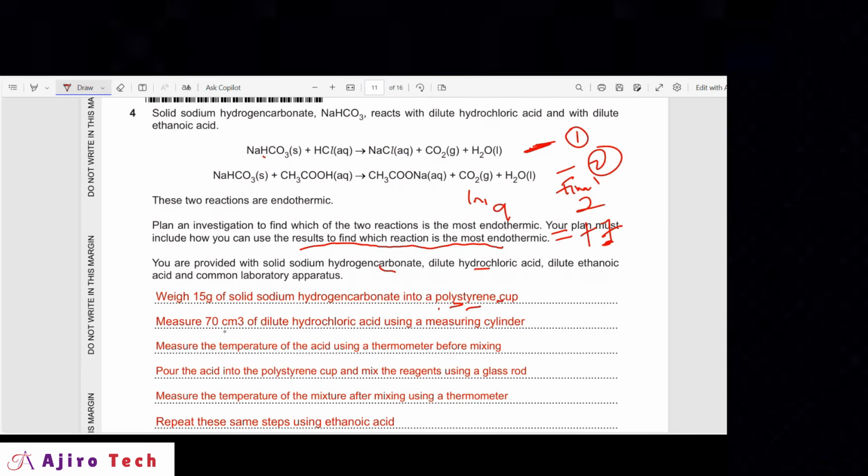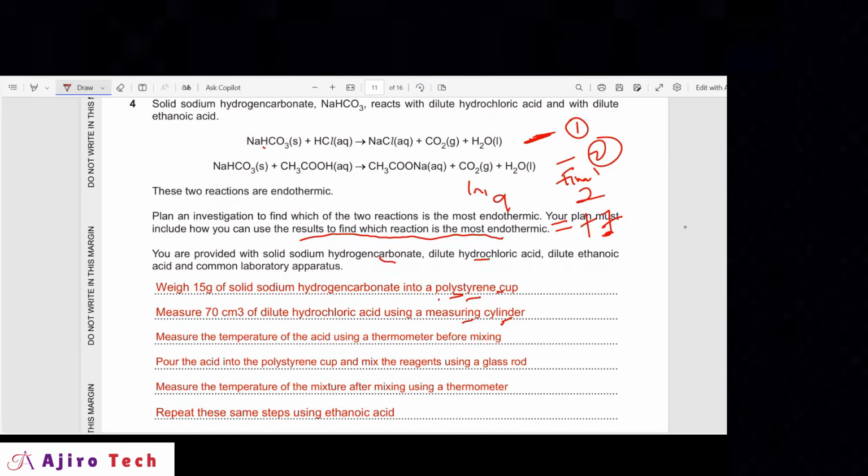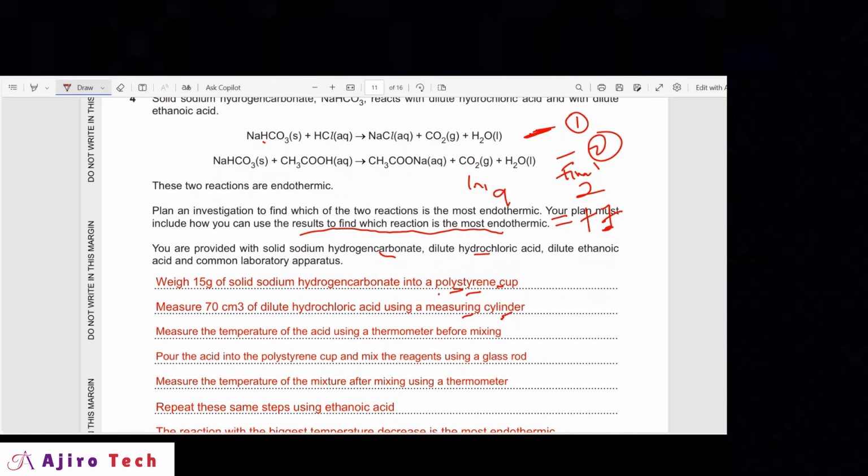Then I will measure 70 cm³ of dilute hydrochloric acid using a measuring cylinder. So I have to state the apparatus I'm using for each step. We've said that in previous videos on how to plan an experiment. So after doing this, I would ensure that I measure the temperature of the acid using a thermometer before mixing them. So it's important that you get the initial temperature of the reaction before you even start mixing anything. That is a very important step.